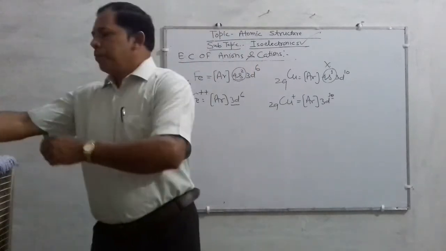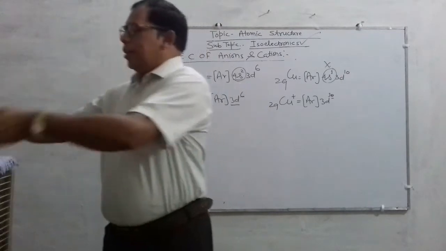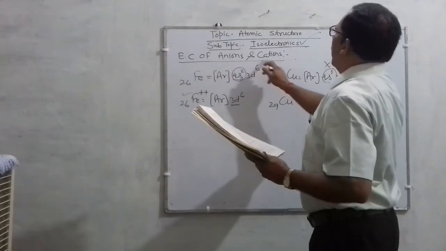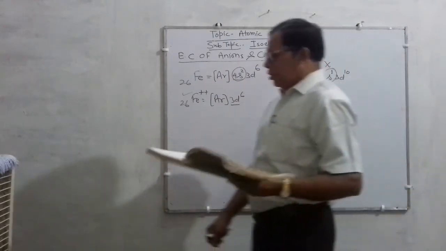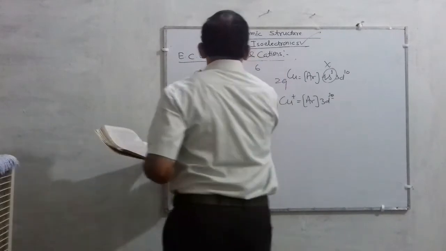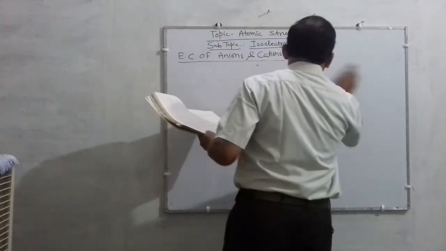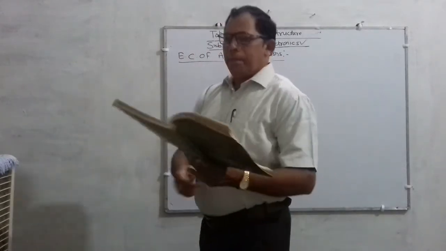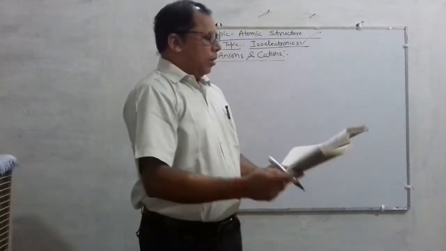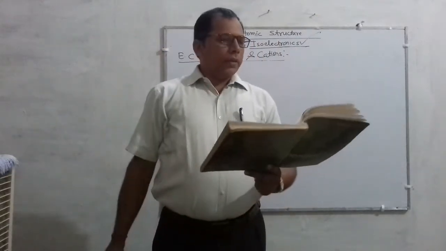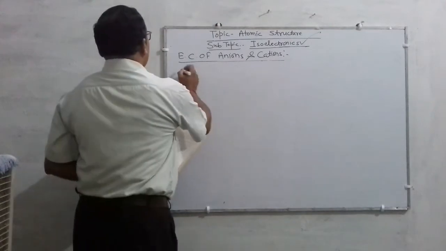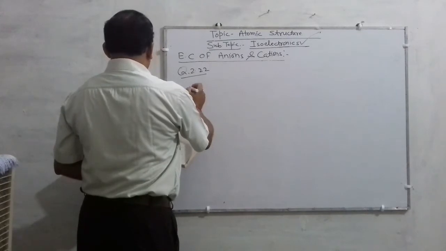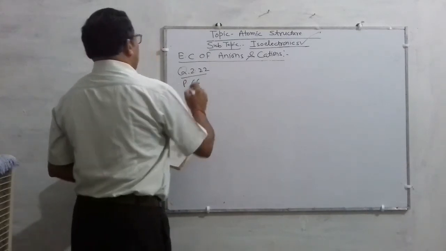Students, some questions are given in your book on the basis of anion and cation electronic configuration. So just see and try to solve. Students, utilize your time, no need to waste, and be alert and be sincere. One question is question number 2.22 at page number 66.